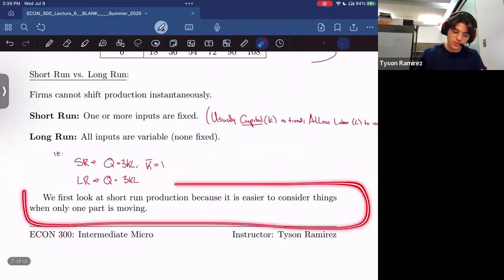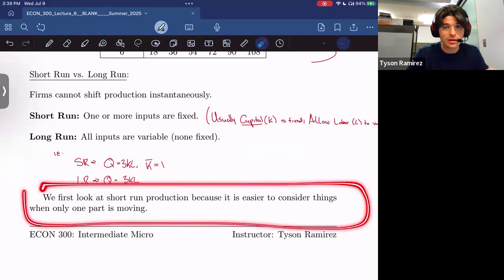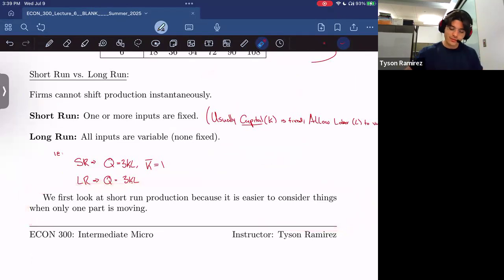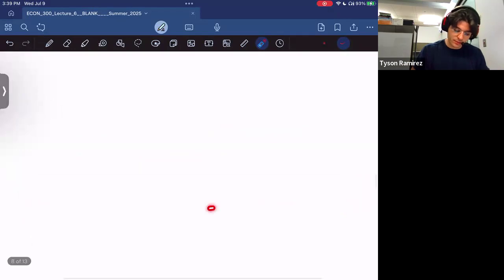So we're going to start with just the short run, because it's easier to consider things when there's only one moving part. So let's look at production in the short run.